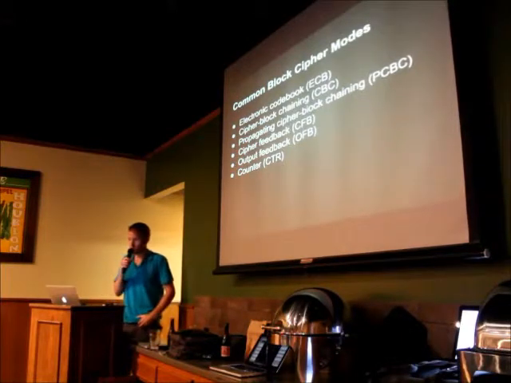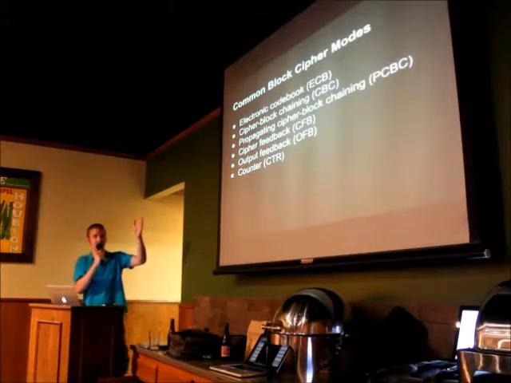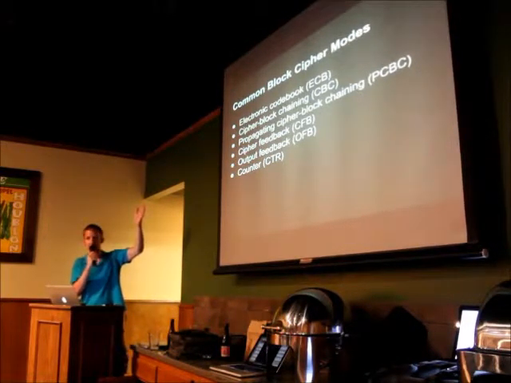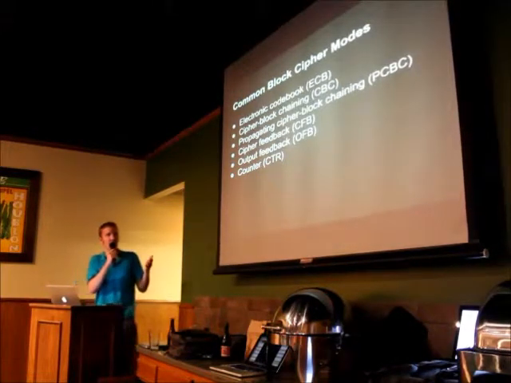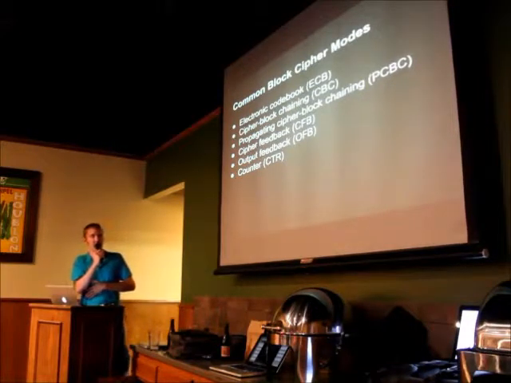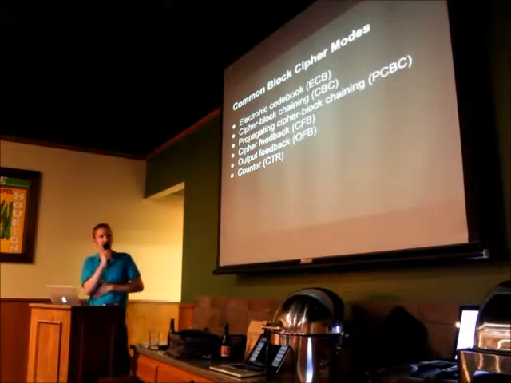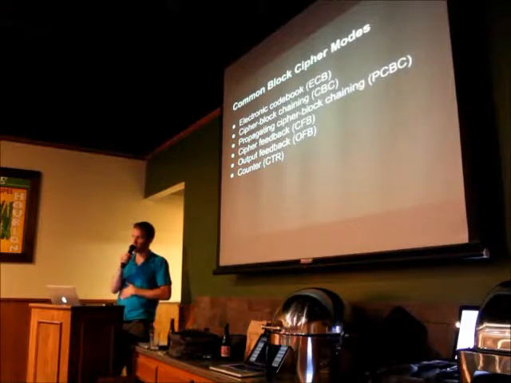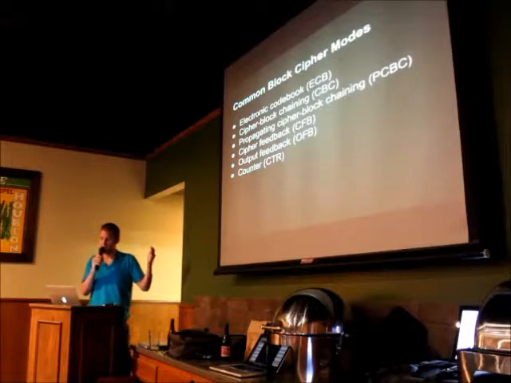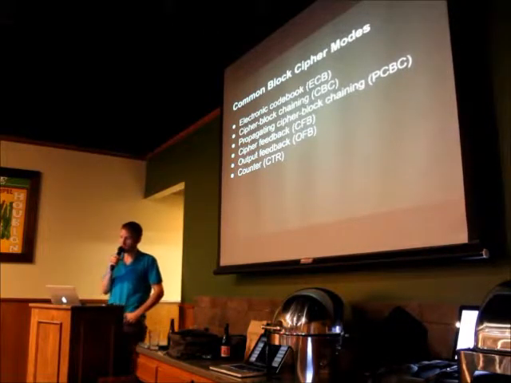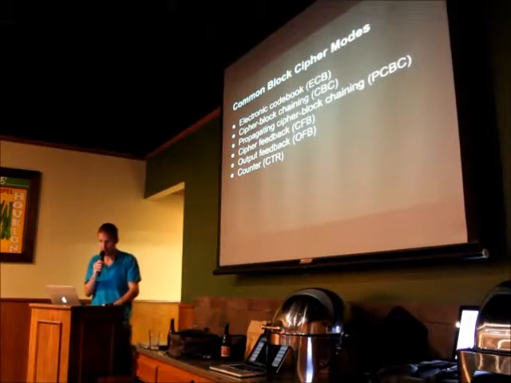So, first thing, as I said in the agenda, was ECB mode. These are from Wikipedia, the common block cipher modes. There are 6 of them there. ECB is the first one we're going to talk about, and there are five others there. CBC is also very common. ECB is very simple to implement, but there are common mistakes when implementing it. So you see it a lot because it's easy, and you see it screwed up a lot because it's easy to make mistakes.